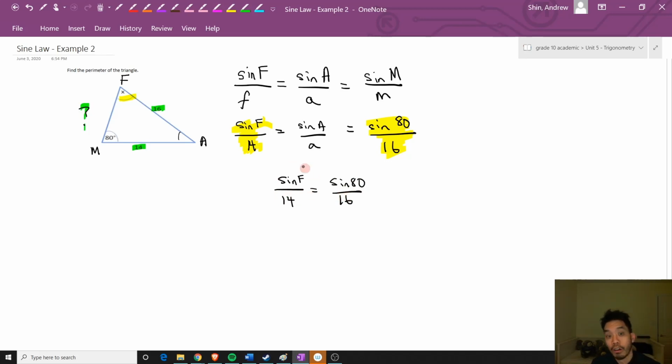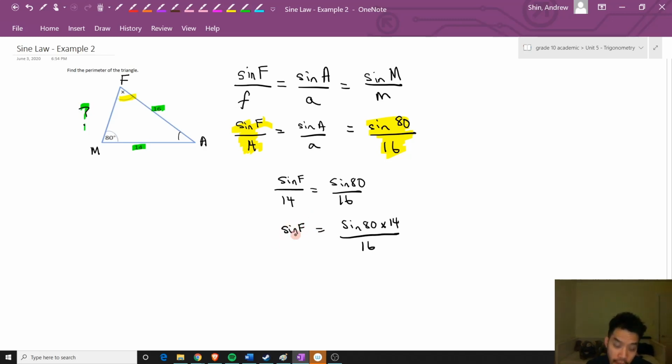And now I solve for F. First thing I'm going to get rid of is the dividing by 14. The opposite of dividing by 14 is multiplying by 14. So I'm going to multiply both sides by 14 here. And I know I can plug this into my calculator. And so I know that's just a number. I'm going to continue solving for F and isolating for F.